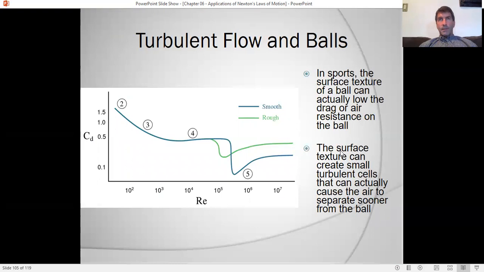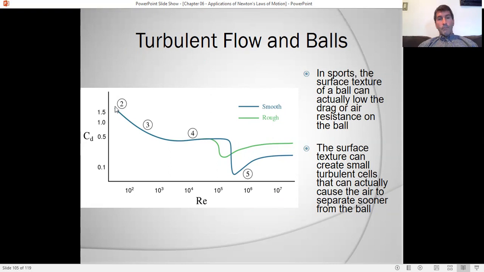Now, what's interesting is, adding to the complexity here, the surface texture of an object will greatly influence the drag. And what's weird is that a rough surface will sometimes be better than a smooth surface. Here we see the coefficient of drag for two balls, a smooth ball and a rough ball.